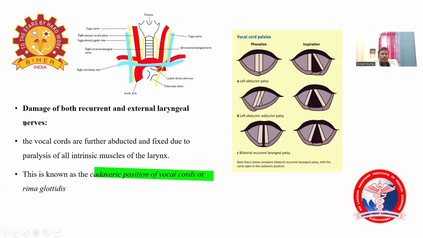Next, you can see here the damage of both recurrent and external laryngeal nerves. The vocal cords are further abducted and fixed due to paralysis of all intrinsic muscles of the larynx. This is known as the cadaveric position of the vocal cords. Here you can see phonation and inspiration are affected due to the paralysis of the recurrent and external laryngeal nerves.